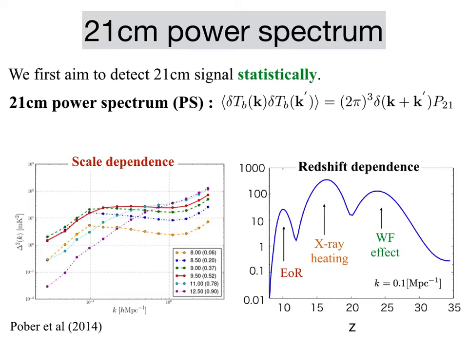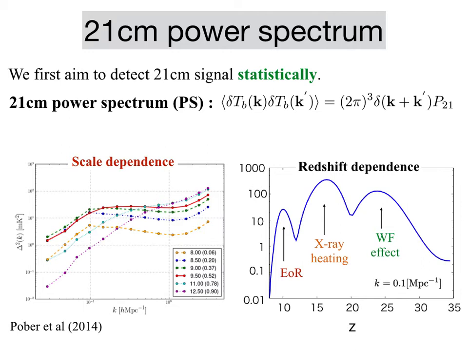Observationally, we first try to detect the 21 cm signal statistically. As such a quantity, we focus on the 21 cm power spectrum. The 21 cm power spectrum is the two-point correlation function in Fourier space, shown by this formula. Here, we show the 21 cm power spectrum as a function of wavelength and as a function of redshift. The left panel shows the 21 cm power spectrum as a function of scale, and the right one shows the 21 cm power spectrum as a function of redshift.